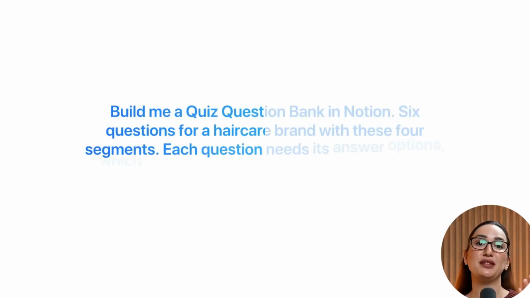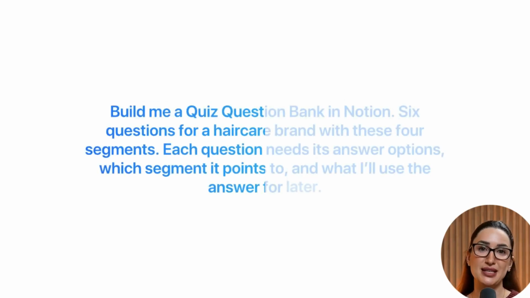Next, I will not build the quiz by hand. I describe it and Claude builds it in Notion for me. Lumi has 4 routine bundles: fine and oily, dry and damaged, curly and frizz-prone, color treated. Those 4 are my segments, so I tell Claude, build me a quiz question base in Notion. Here I gave it the order to build everything after we connected: 6 questions for the hair care and their answer for each segment.